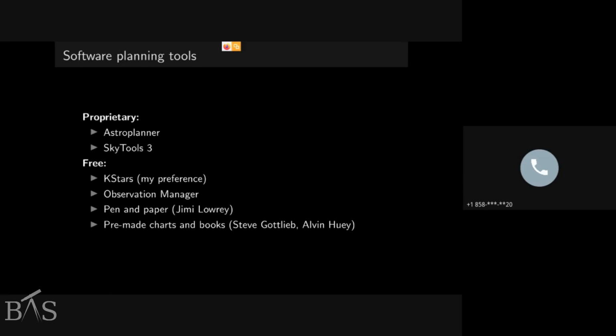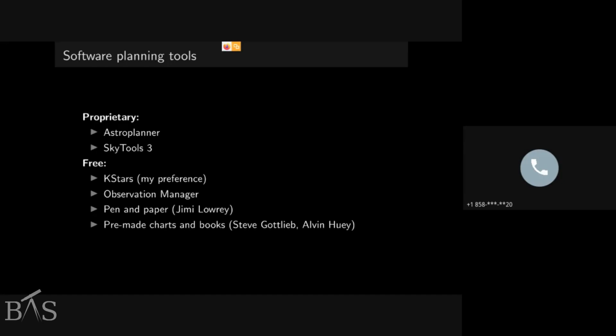Steve Gottlieb and Alvin Huey usually use pre-made charts and books. That's also another way to go. Alvin Huey has very good observing guides on his website, and he has all the right information you need to star hop to the object in less than 5 minutes, is what I'm told. So different people have different ways of planning.